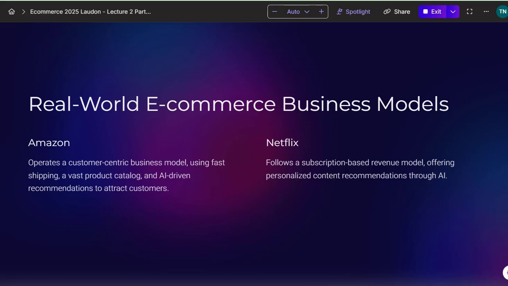Amazon is a customer-centric e-commerce business that focuses on faster shipping, a vast product catalog, and AI-powered recommendations to attract and retain customers. Another example is Netflix. Netflix follows a subscription-based revenue model, using AI to provide personalized content recommendations to its subscribers. Both companies leverage technology and data-driven insights to create compelling customer experiences and drive business growth. We can learn from how these successful e-commerce businesses have adapted their models to the digital landscape and used technology to their advantage.